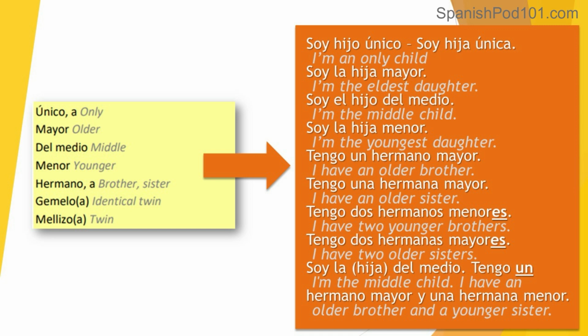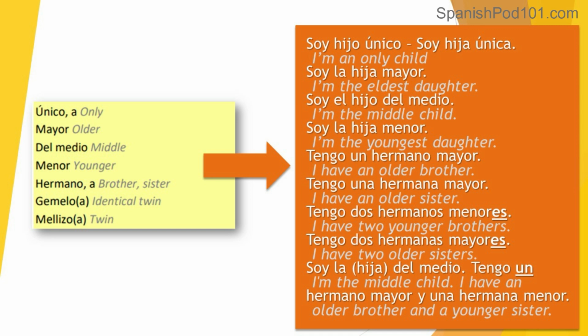Soy la hija mayor. Soy el hijo del medio. Soy la hija menor. Tengo un hermano mayor. Tengo una hermana mayor. Tengo dos hermanos menores. Tengo dos hermanas mayores. Soy la hija del medio. Tengo un hermano mayor y una hermana menor.